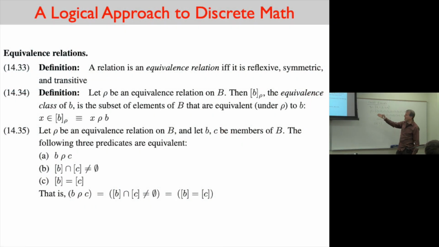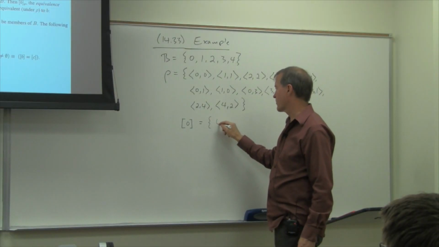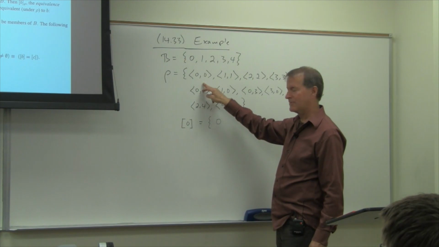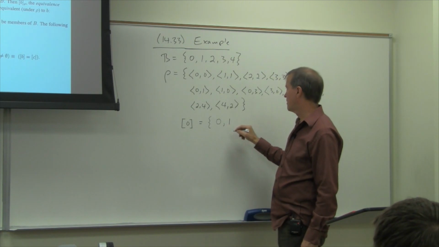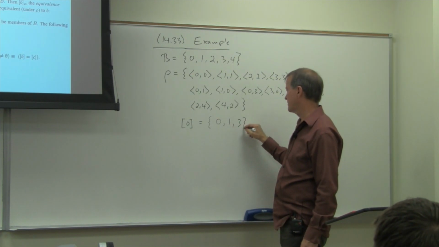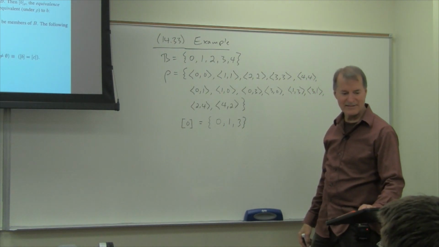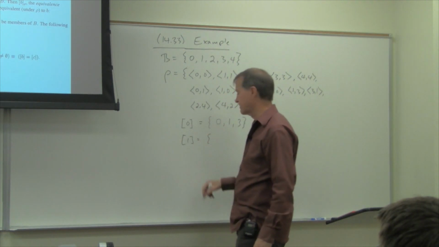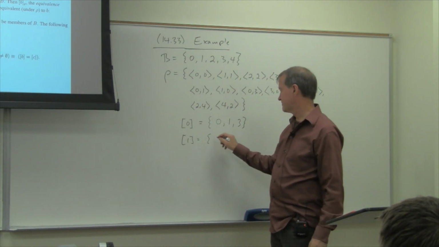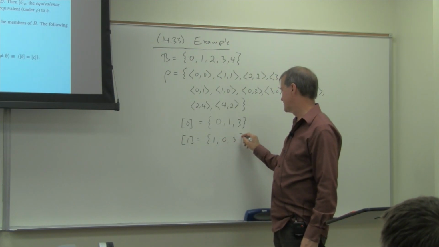Well, read. The equivalence class of b is the subset of elements that are equivalent under rho to b. It's the ones that are related to 0. 0 is related to itself because we have a 0,0. 1 is related to it, and 3. Are you with me on this? Okay. And now how about the equivalence class of 1? What set is that? 1, 0, and 3.